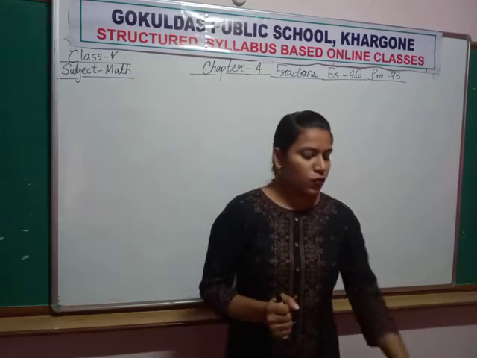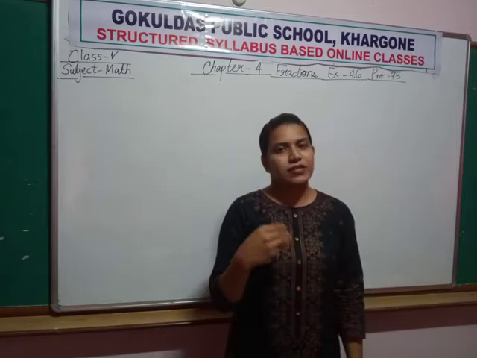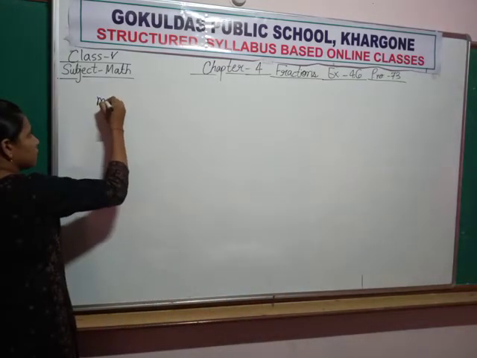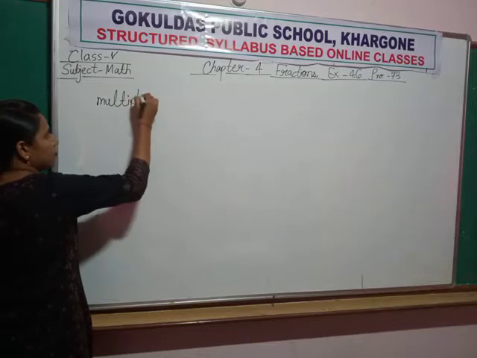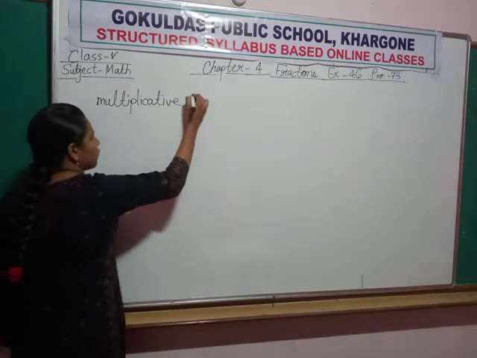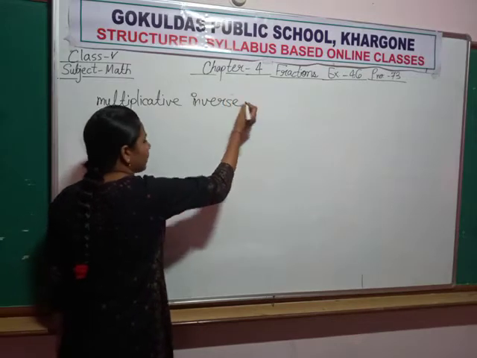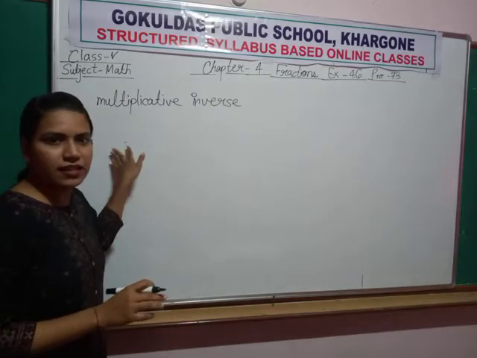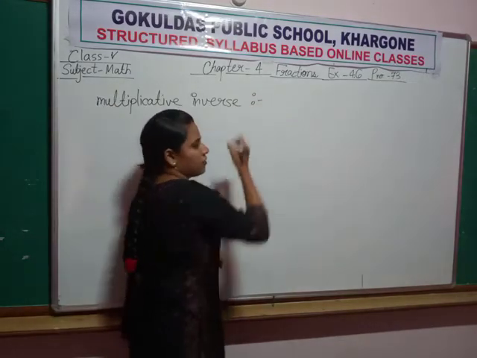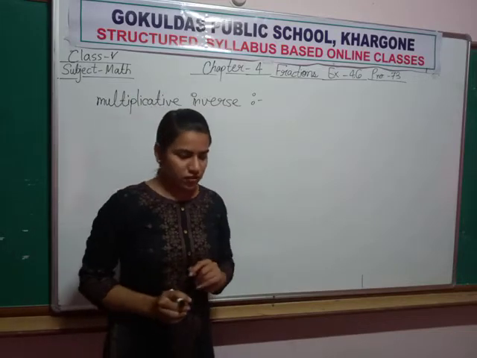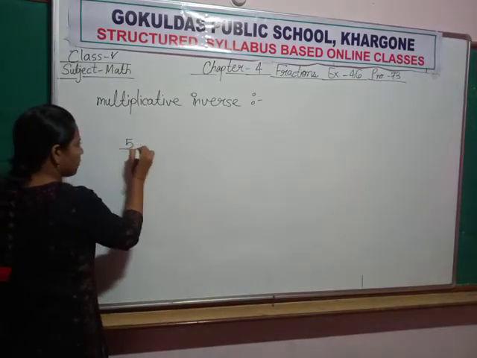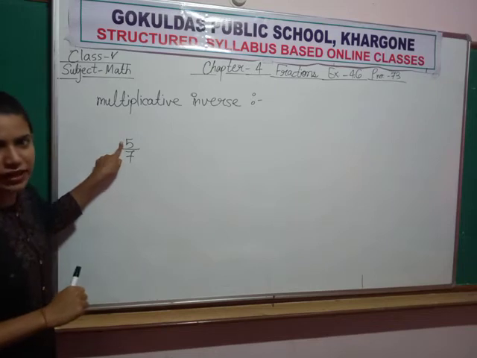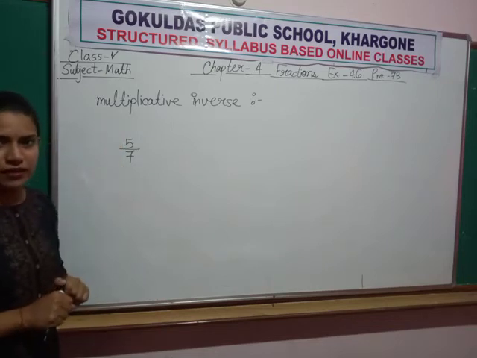Before starting this division, first understand one term, that is multiplicative inverse. We will start division of a fraction by a fraction after understanding what multiplicative inverse is. Suppose you have a fraction 5/7. 5 is a numerator and 7 is a denominator.